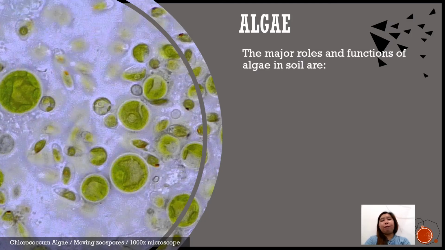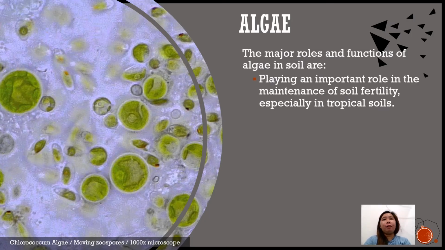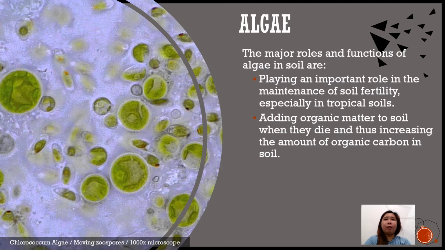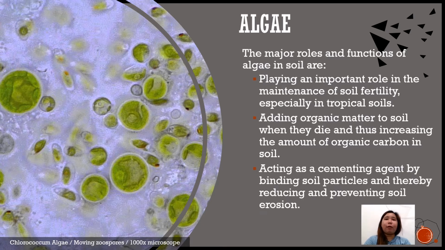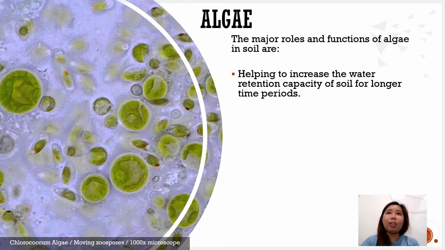The major roles and functions of algae are that they play an important role in the maintenance of soil fertility, especially in tropical soils. They can also add organic matter to soil when they die, thus increasing the amount of organic carbon in soil. They could also act as a cementing agent by binding soil particles, thereby reducing and preventing soil erosion. In addition, algae can help increase the water retention capacity of the soil for longer periods of time.